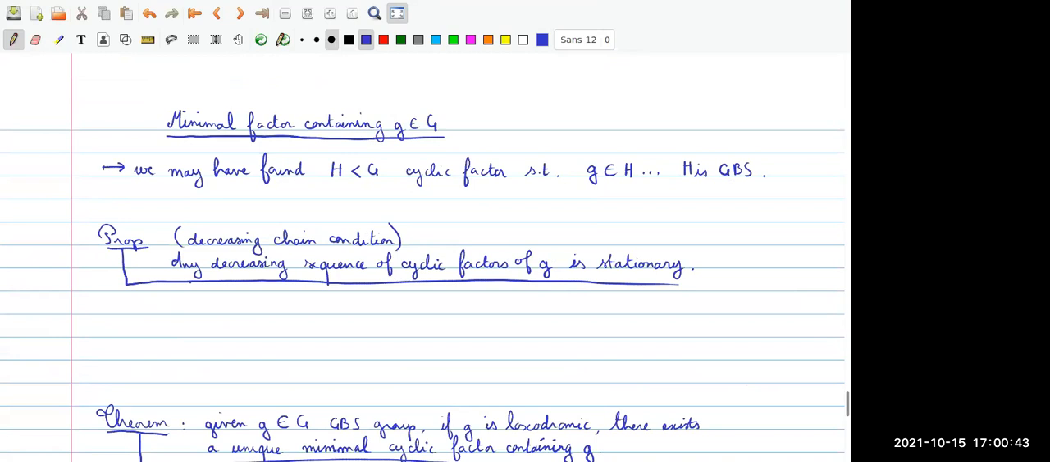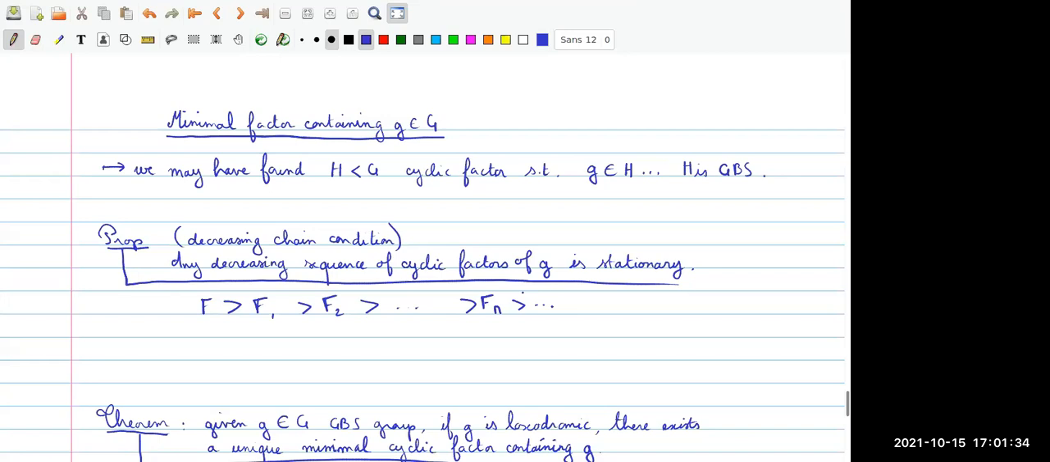And there's something nice on cyclic factors. You have a decreasing chain condition. So if you take a decreasing sequence of cyclic factors, then this sequence has to be stationary. Observe that if we had a free group, if you know well about free groups, you know that when you take a free factor of a free group, the rank of the free factor is strictly smaller than the rank of the total group. So the rank of the group bounds the length of every decreasing sequence of free factors of free groups.